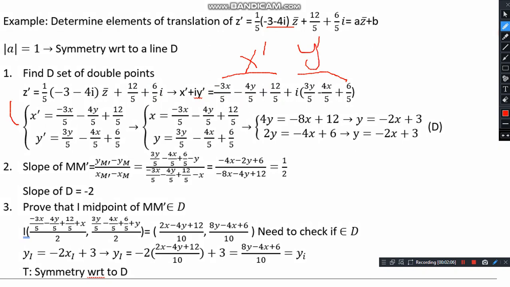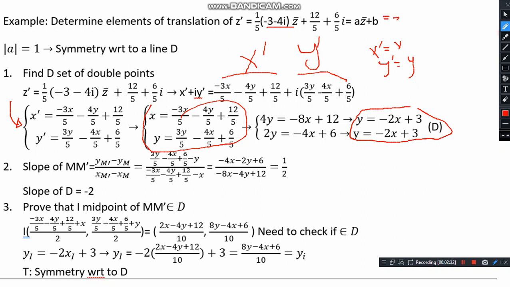To find the set of double points of the line, we equate x prime to x and y prime to y. If you do it here, as you can see, you're going to get the same line up and down. You must have the same line. So this is the symmetry line of the transformation z prime equals a z bar plus b.